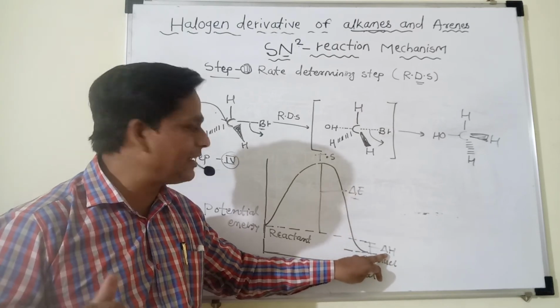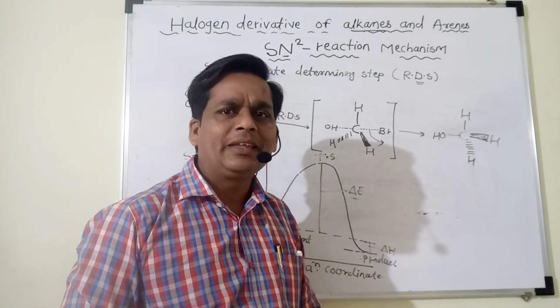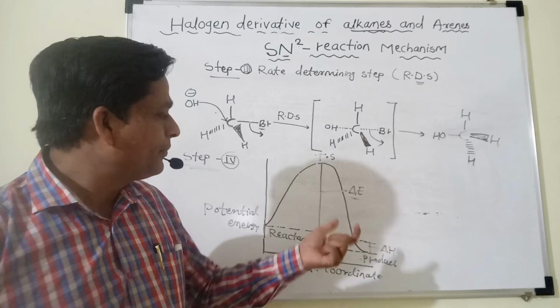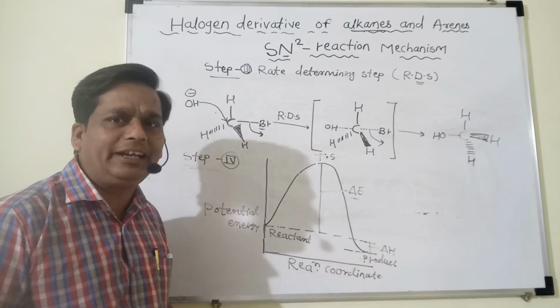Okay, in some chemical reactions, delta H is negative, that is an exothermic reaction, and in some chemical reactions, delta H is positive, that will be an endothermic reaction. Okay, so this is the energy profile diagram.